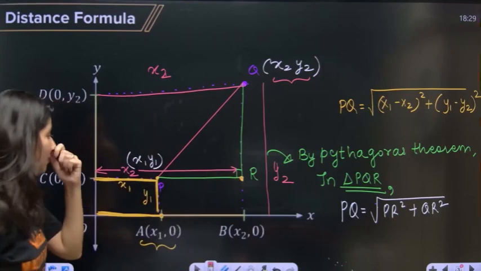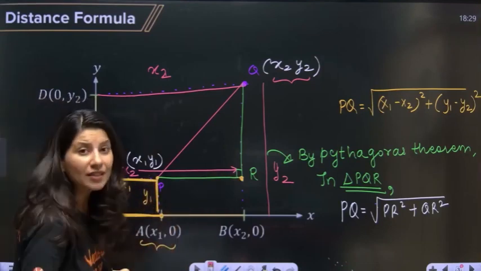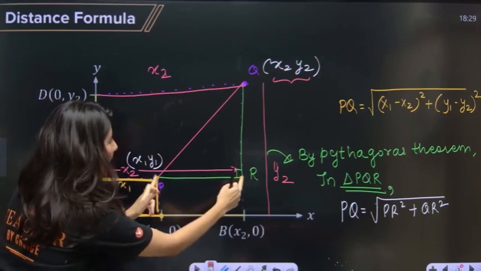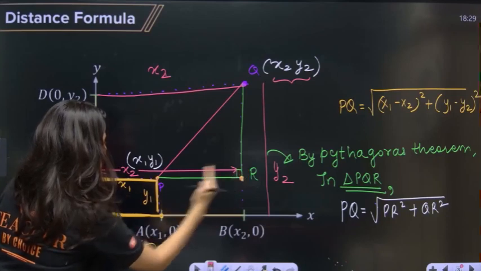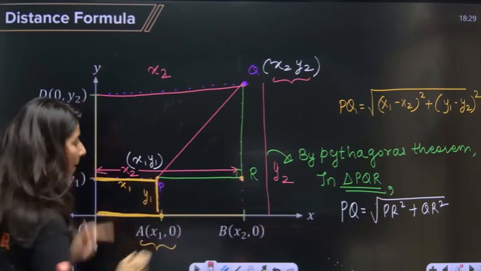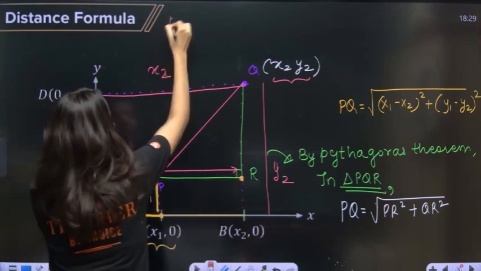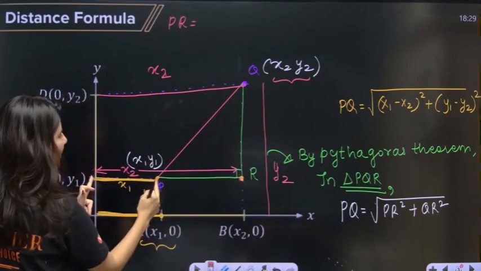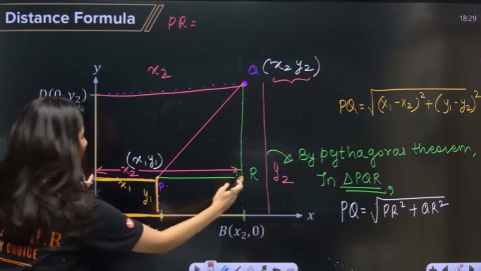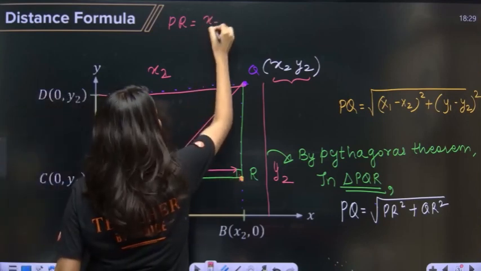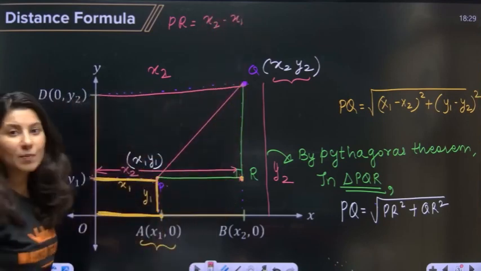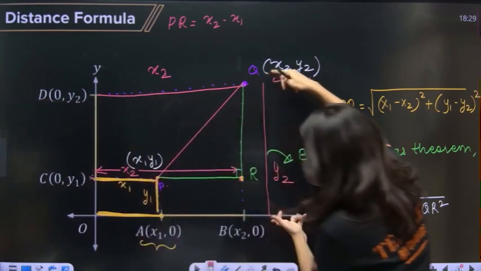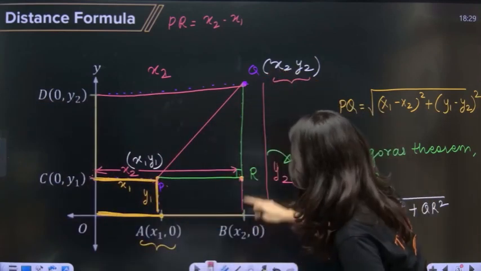Now tell me, you want PR. PR is going to be x2 minus x1, yes or no? This whole distance minus this distance will give you PR. So x2 minus x1 is going to be PR. Similarly, if this is y2 and this is y1, then this is also y1.